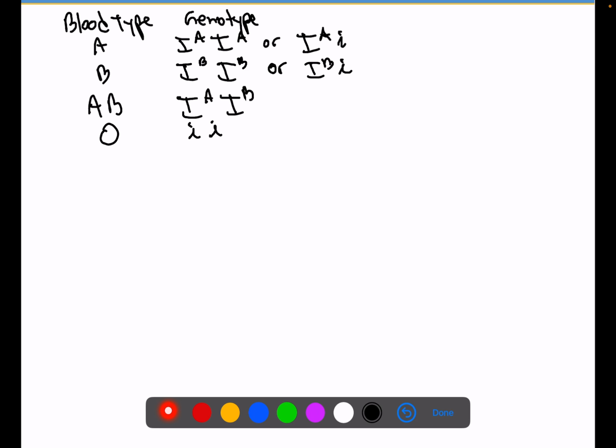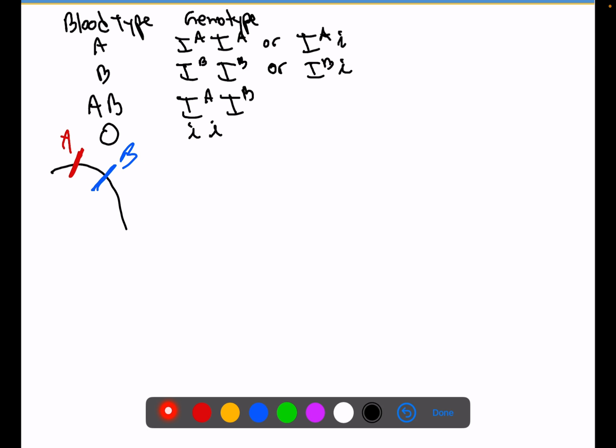So your white blood cells that you saw in lab can either have an A-type sugar, or they can have a B-type sugar. But individuals that are AB, they have both. They have both A and B sugars on the surface of their white blood cells.